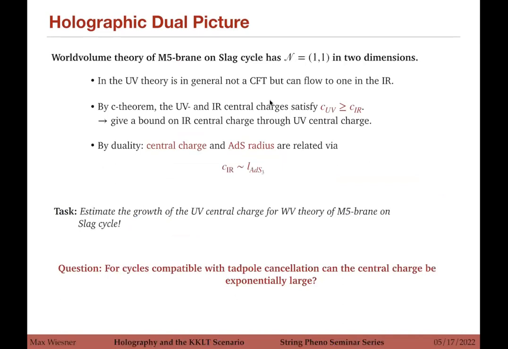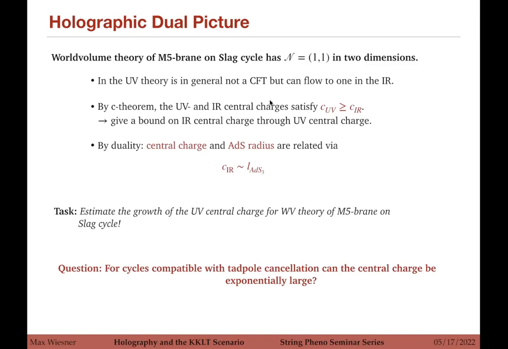So the world volume theory of the M5 brane on a Slag cycle has N=(1,1) in 2 dimensions, which from a holographic point of view is good news because we want a supersymmetric AdS, so the dual theory should also preserve half of the supersymmetries. In the UV, it is in general not a CFT, but it can flow to one in the IR, which is precisely the case that we're interested in: in the IR we have an AdS geometry, whereas close to the domain wall, this does not necessarily need to be the case.